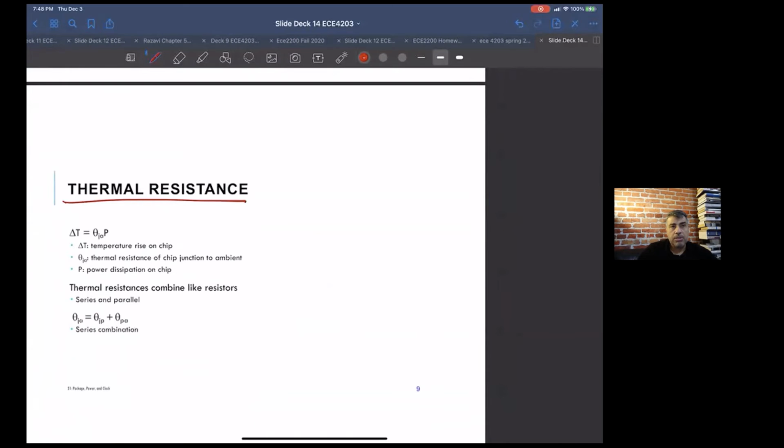Just as there is electrical resistance, people do heat calculations using a concept of thermal resistance. This is the only time I've run into thermal resistance. I'm sure mechanical engineers run into it all the time. So this is the equation for the thermal resistance. And just like for electrical resistance, where delta V is equal to IR.